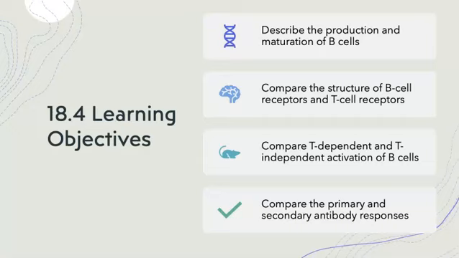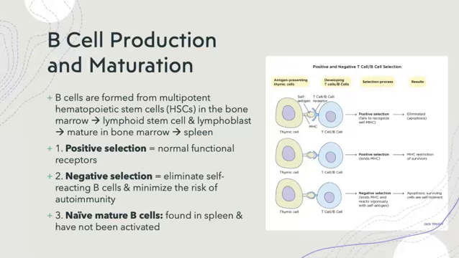So let's go through our learning objectives. We want to be able to describe the production and maturation of B cells, compare the structure of B cell receptors and T cell receptors, compare T-dependent and T-independent activation of B cells, and compare the primary and secondary antibody responses. And just as we did with our T cells, we want to talk about B cell production and maturation.